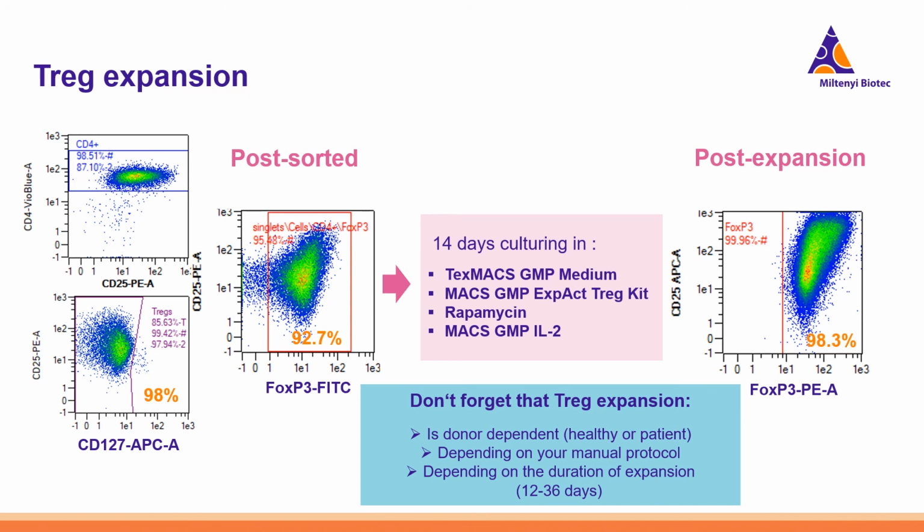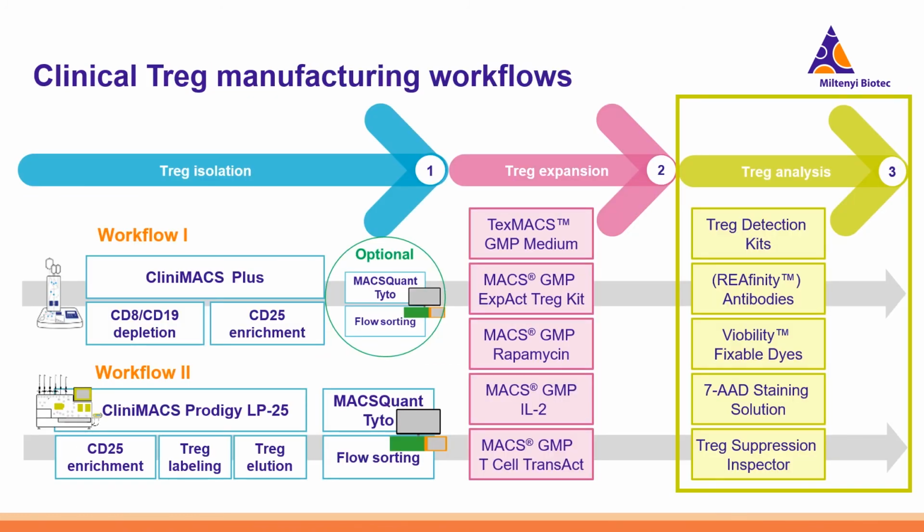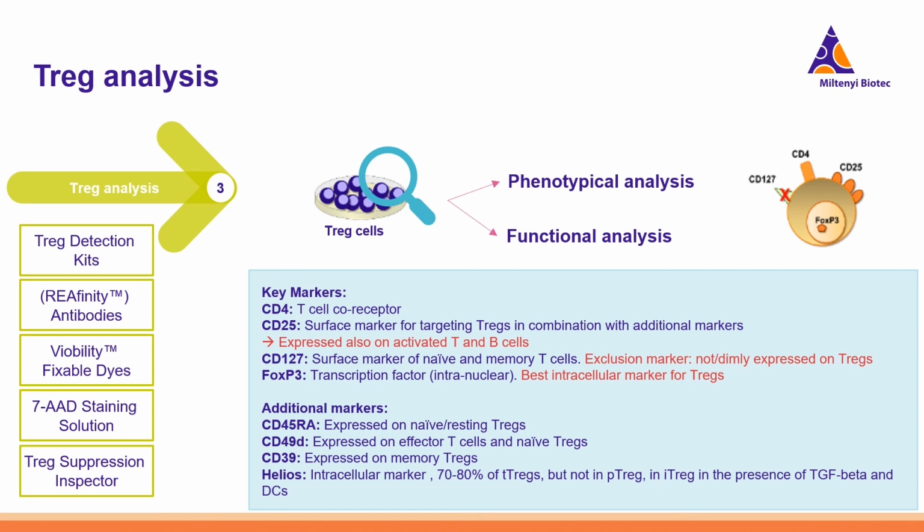The last but not the least step is the analysis of Tregs during the cell manufacturing process and also at the end of the process to control the quality of your final yield. You can analyze your Tregs phenotypically or functionally. As you can see here, there are a number of markers, and according to your experiments and Treg cell subset, you can design a panel and characterize your cells. Don't forget that we support you to design the best panel according to your needs.